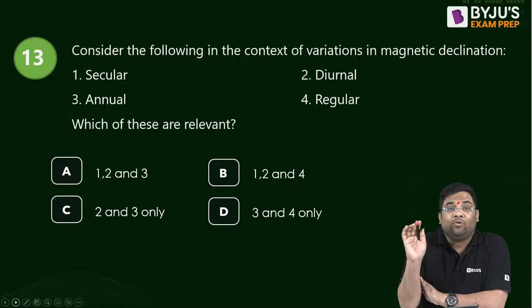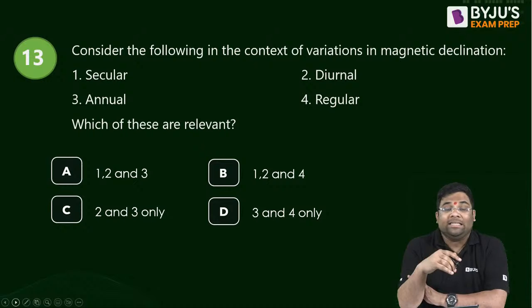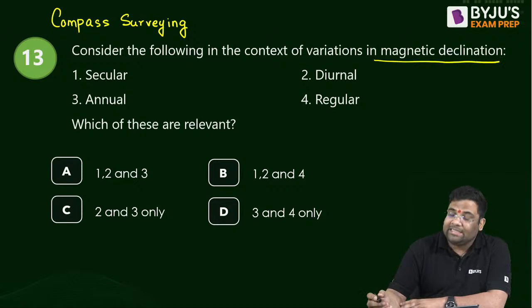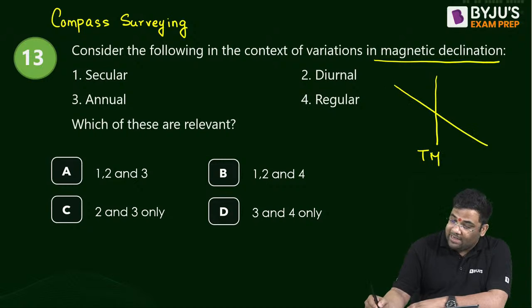Next, let us come to compass surveying. So enough of chain surveying. Let us come back to compass surveying. In compass surveying we know about magnetic declination. What is magnetic declination? It is the angle between the true meridian and the magnetic meridian.